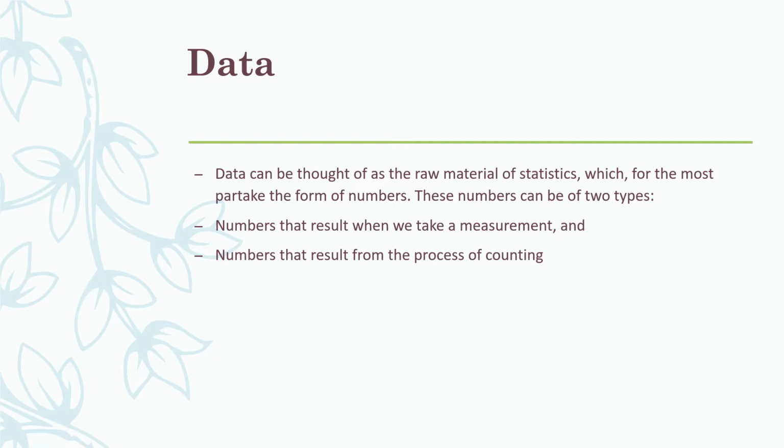So just to go back here, numbers that result from measurements, those are what we call continuous data, because those numbers can take on really any value between a given range, whereas numbers that result from a process of counting, that is what we refer to as discrete data. And that is because those numbers are usually finite and countable, and they're all whole numbers. Whereas continuous data can take on any value, meaning any decimal value between two given points.